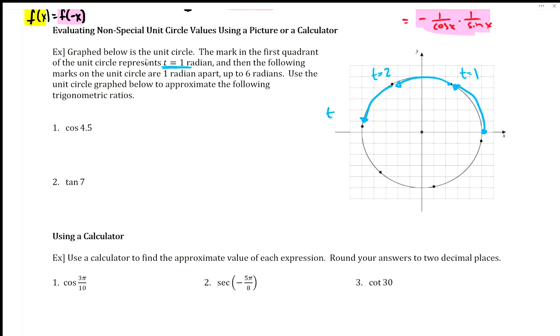Sorry, maybe I should have said that first. That's a length of another 1, so adding another 1 to 2 tells us that's 3. Notice that right here, I'm going to mark pi. That's halfway around the unit circle, and notice 3 is just short of pi. Usually we have values that involve pi, but we don't have to. It's still just estimating where other values would end up on the unit circle.